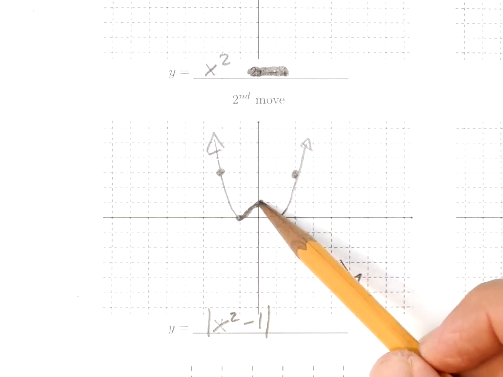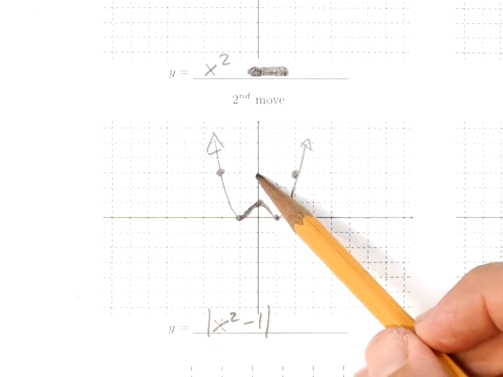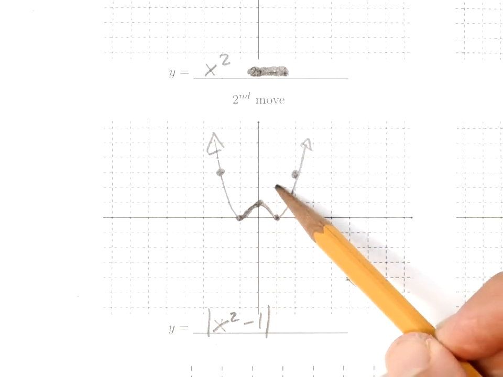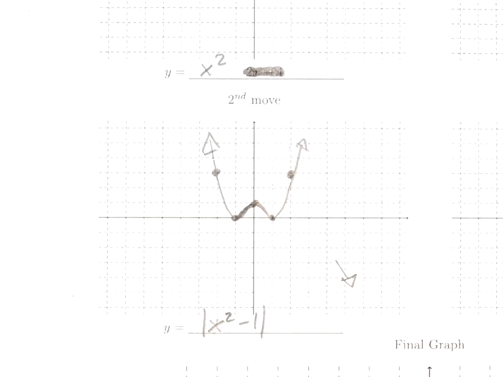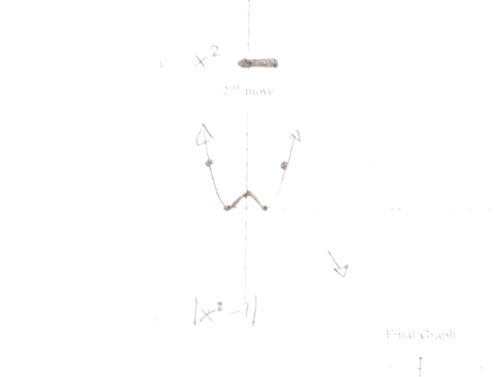So this point that is now positive 1 will be up at positive 3. This one that's at 0 will be up at positive 2. This one that's at 3 will be up at positive 5. So I can go ahead and do that.